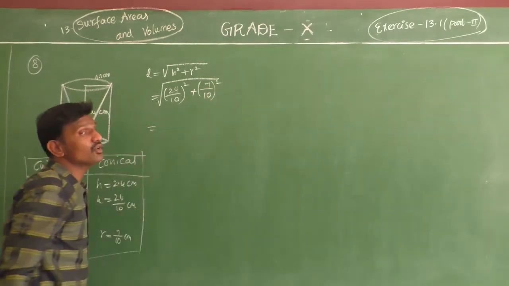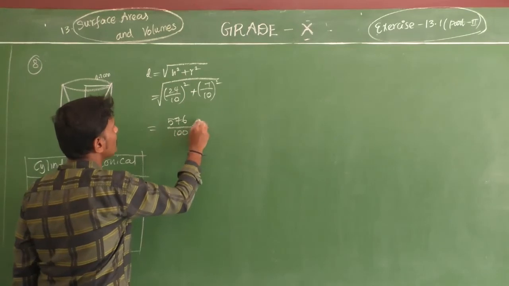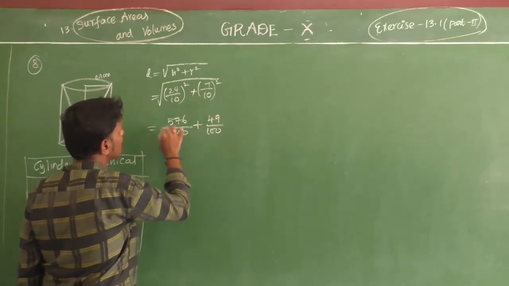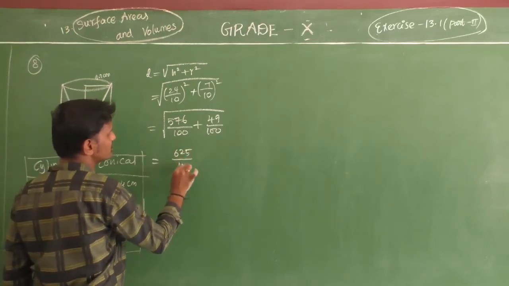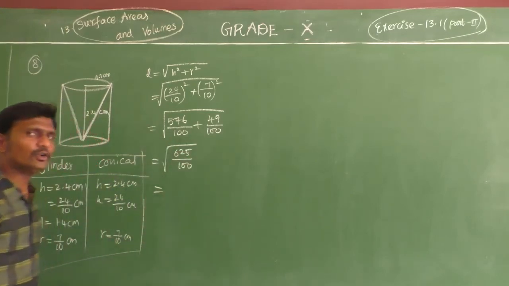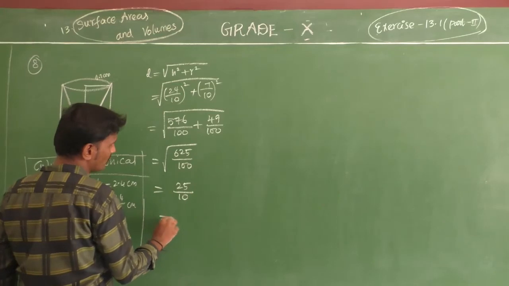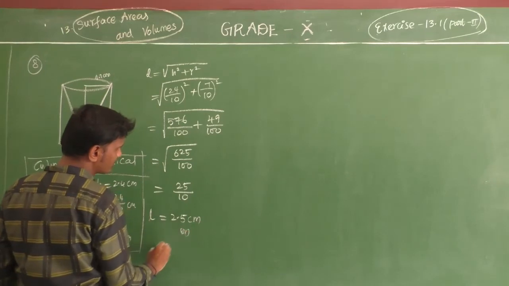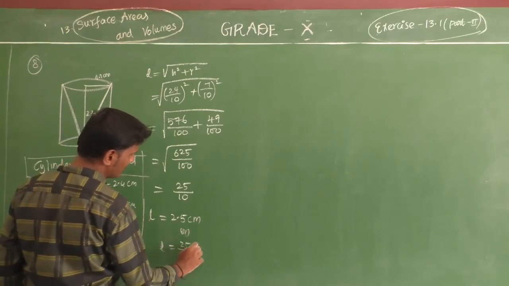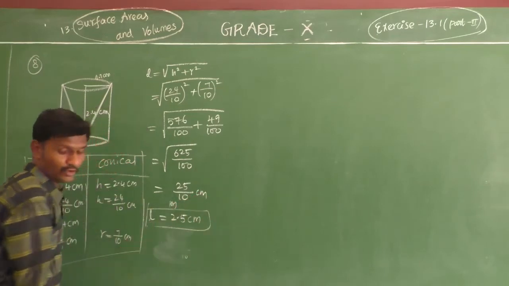So 24 squared is how much, students? 576 by 100 plus 7 sevens are 49 by 100. Now you are going to add: 576 plus 49, and now what will come? 625 by 100. So for that, do you know what is the square root of 625? Yes, that is 25. And 100 is 10. Now you have a slant height which is equal to 2.5 centimeter, or otherwise 25 by 10 centimeter. Okay, already know. Have you got it right?